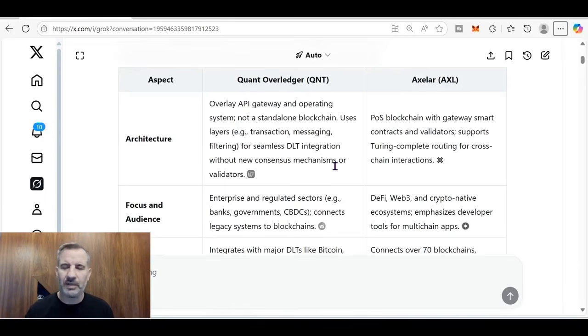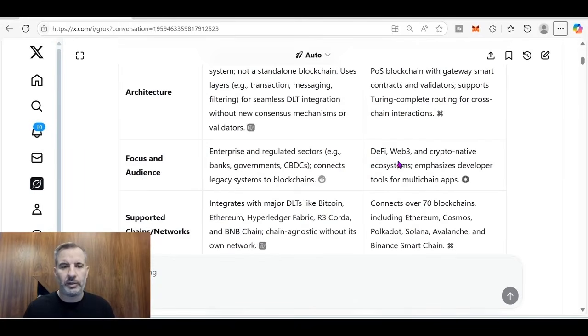Sorry, I'm repeating myself, guys, but you need to understand, Quant is so overwhelmingly bigger than XLR. I can't even believe that people compare them. It doesn't make sense at all. So here, the focus and audience for XLR is DeFi, Web3, and crypto-native ecosystems. It emphasizes developer tools for multi-chain apps. But again, it's just for cross-chain.